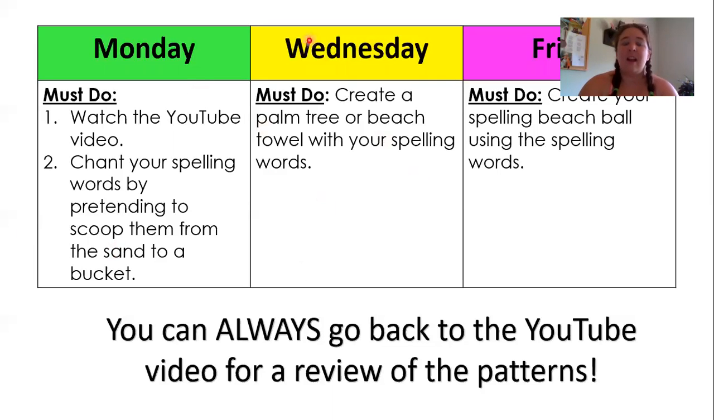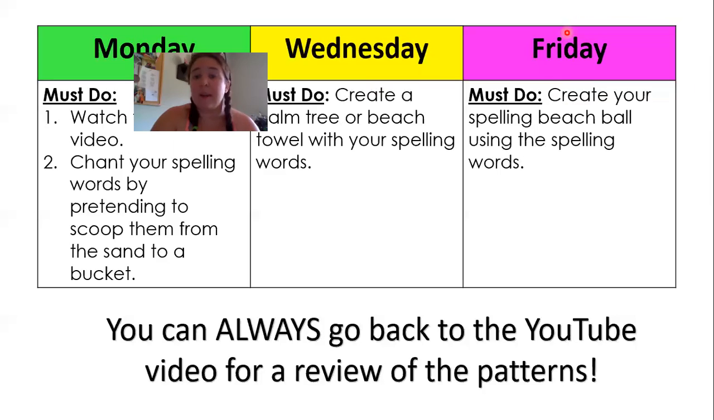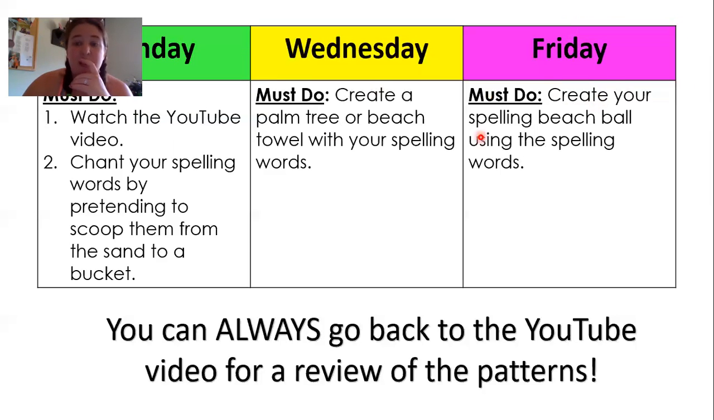On Wednesday, or whenever you do this next, you're going to use those same spelling words, and you're going to create either a palm tree or a beach towel with your spelling words. And I will have examples up on It's Learning of my own palm trees and my own beach towels that you can use as an example. And then on Friday, the very last day of our learning this week, you're going to be creating a spelling beach ball using your spelling words. And I will put that example up on It's Learning of my beach ball, just a way for you to have fun, be creative, really get into this for the last week.